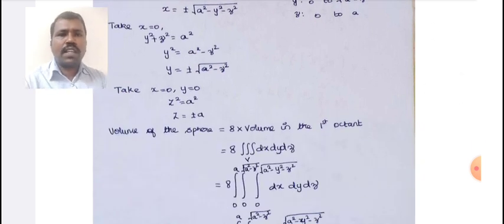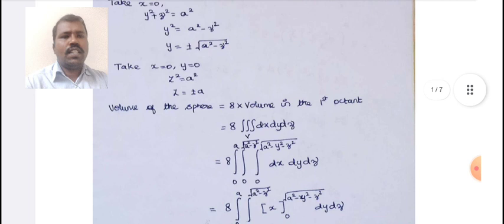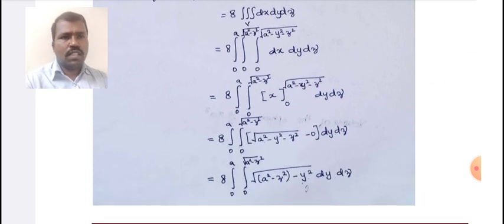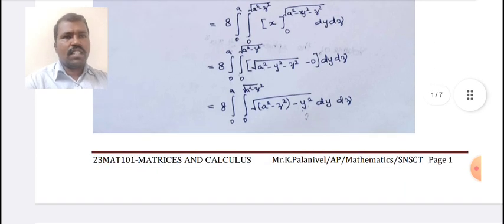Volume of the sphere is 8 into the volume of the first octant, 8 into triple integral over v dx dy dz. Substitute the x, y, z limits. First of all, the inner limit is dx, therefore integration of dx is x. Substitute the limit 0 to root of a square minus y square minus z square. The root of a square minus z square is a constant.